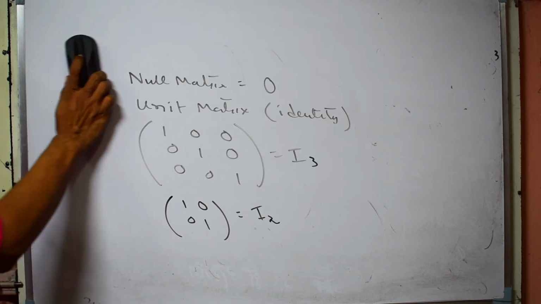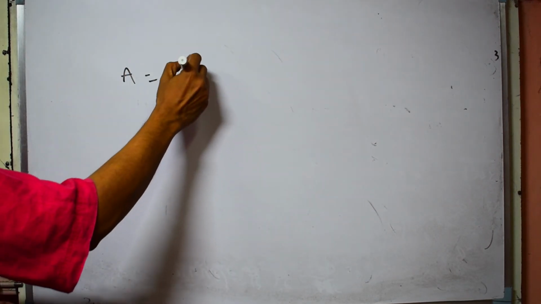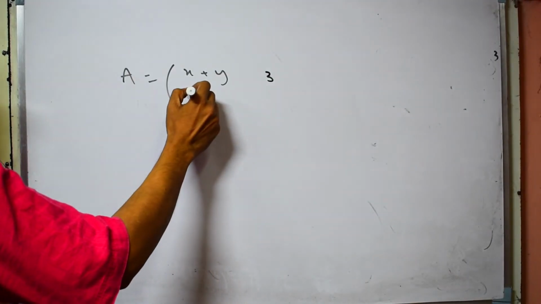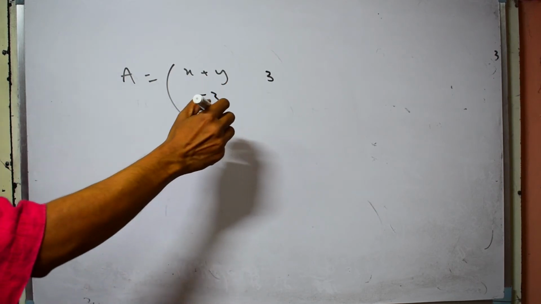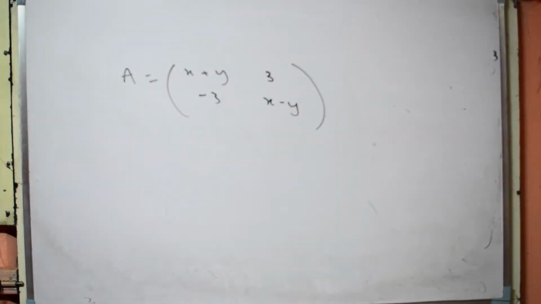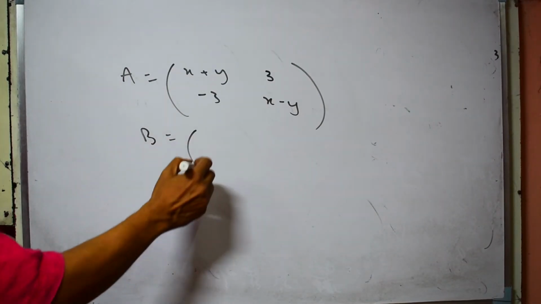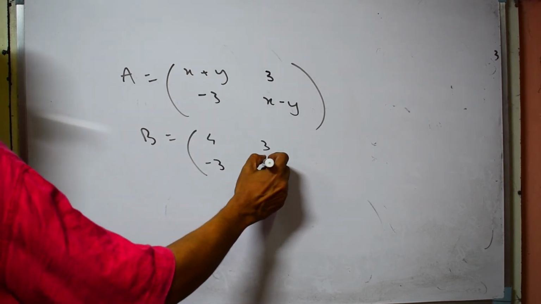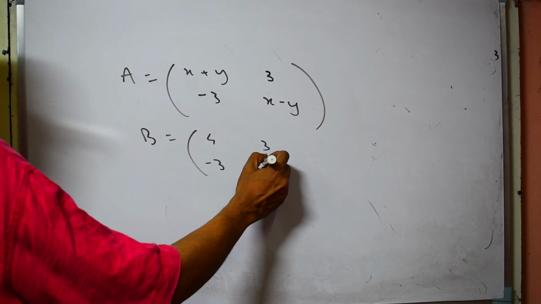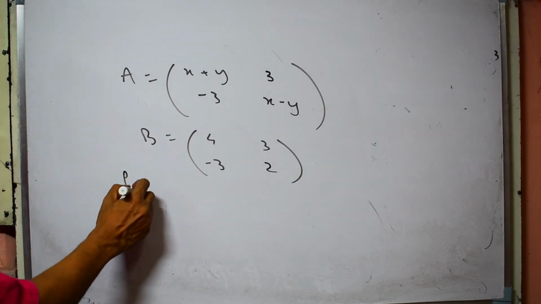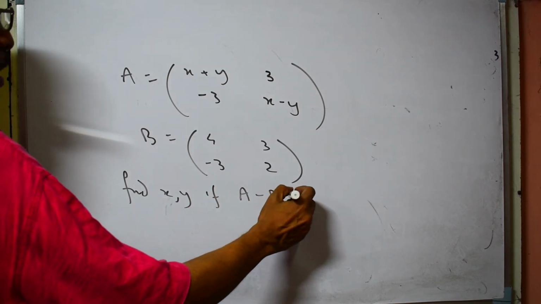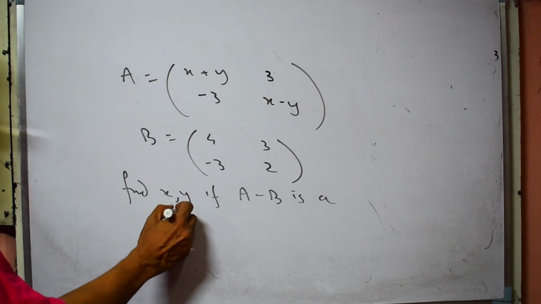Now one point about the null matrix, we can have an example like A is x plus y, and then we have 3, then it is minus 3, and this is x minus y, and B is like 4, 3, minus 3, and this is 2. They are saying to find x and y. There's a question: if A minus B is a null matrix. It's a very simple problem.